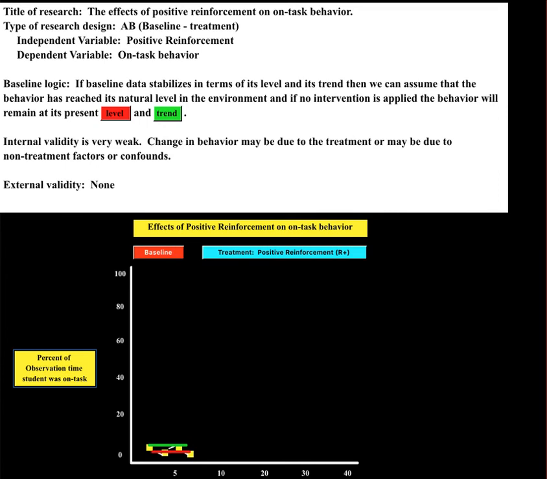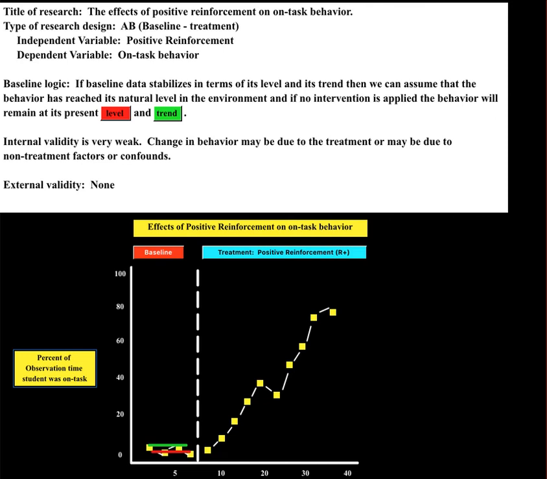So let's see what happens in the intervention. Okay, so when the intervention, we can see that the independent variable was introduced, positive reinforcement, and the data moved in a therapeutic direction. And on-task behavior went from a baseline level of about 5% up to about 75% of the observation time. So now the question becomes, how do we interpret this information? What can we say about positive reinforcement and its relationship to on-task behavior?